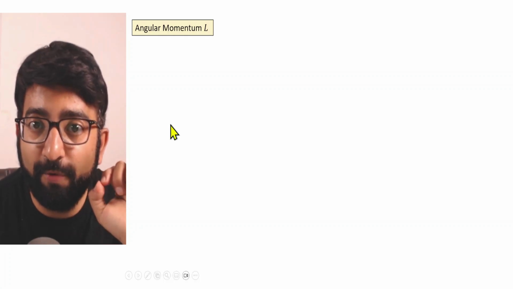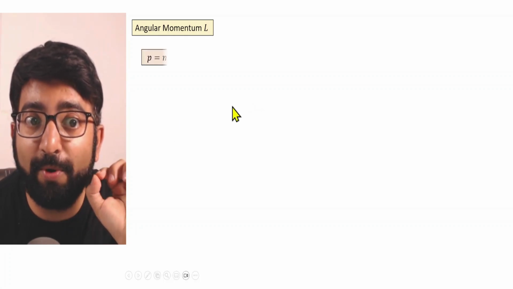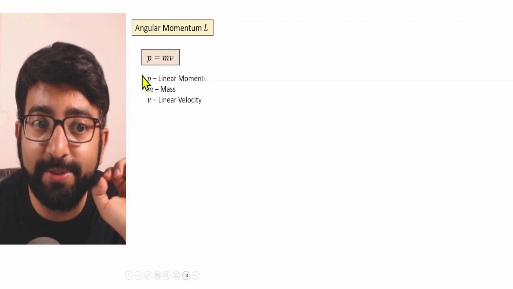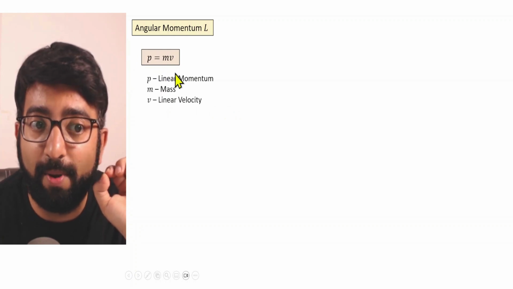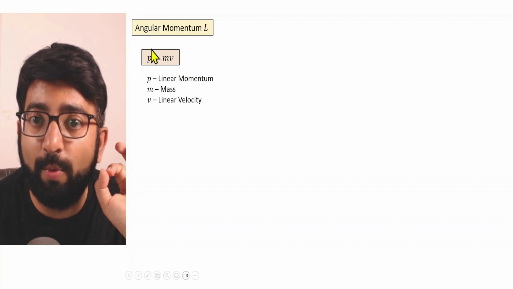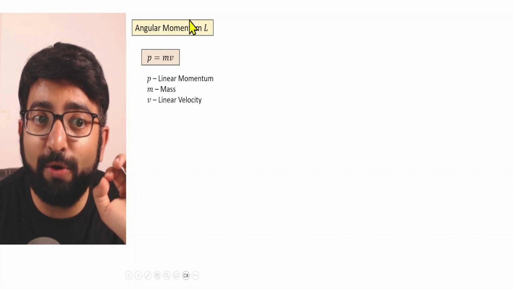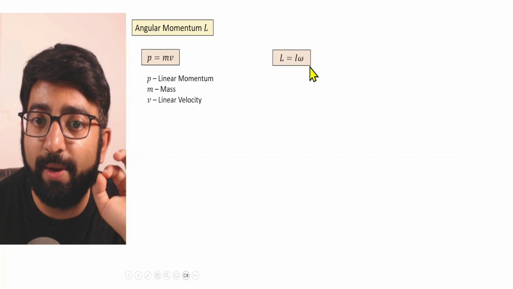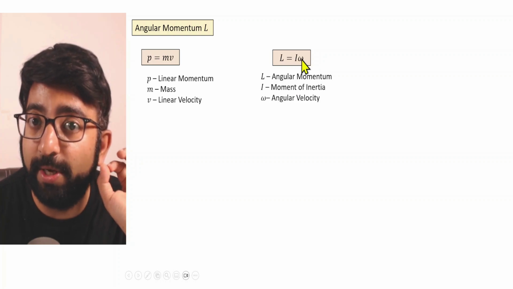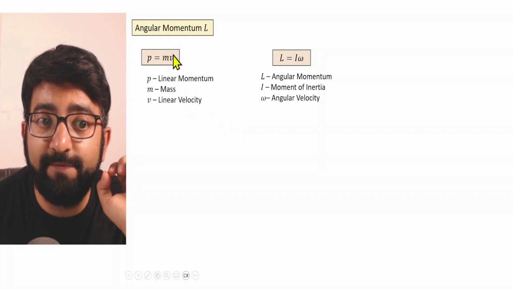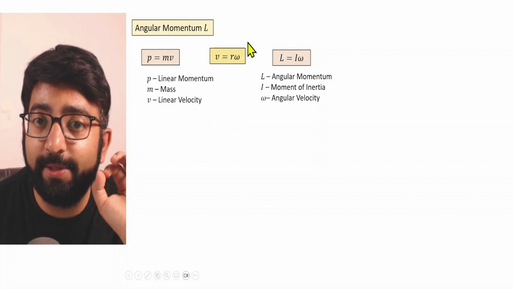Angular momentum. Before we do this, let us revise the concept of linear momentum, which we had done earlier. P, linear momentum, is given by the product of m, which is the mass, and v, the linear velocity. The corresponding term for linear momentum in rotational mechanics is called angular momentum, and the expression is L equal to I omega, where I is the moment of inertia and omega is the angular velocity. The two types of velocities v and omega are connected with this expression: v is equal to r omega.